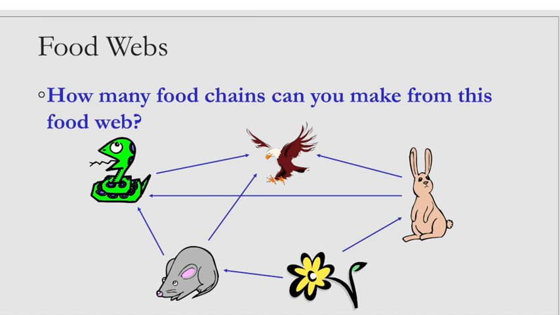Now we look at the snake. What do you think the snake is? We know it has to get its energy from what though? From eating the mouse or the rabbit. So which means that it is a what? Carnivore. Very good. And last thing is the eagle.